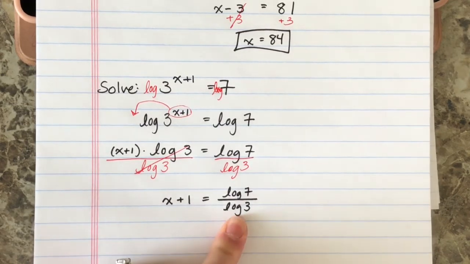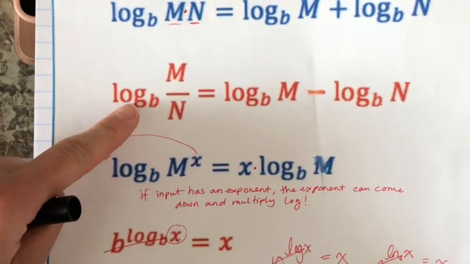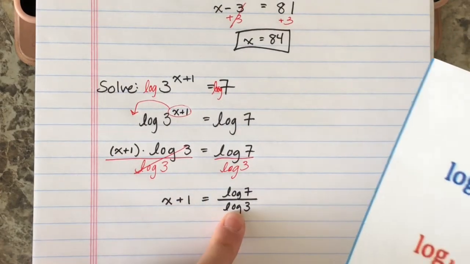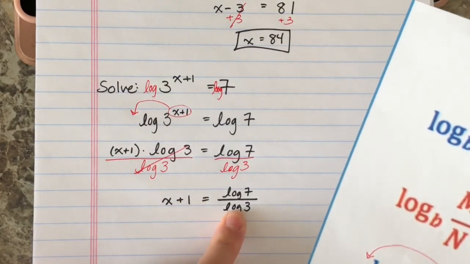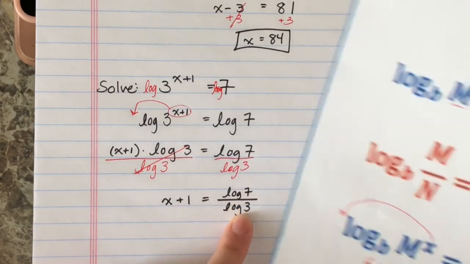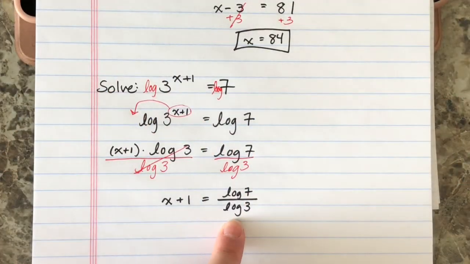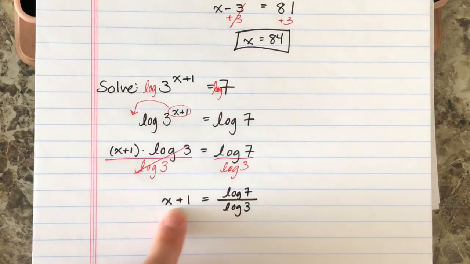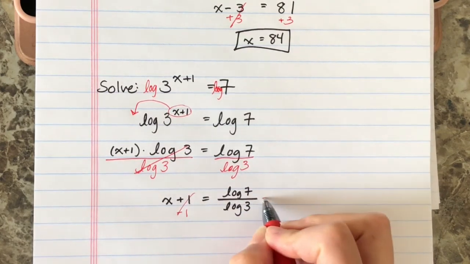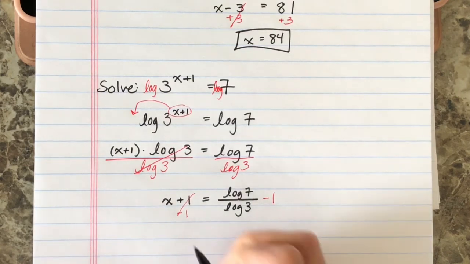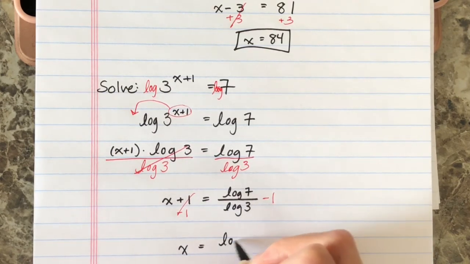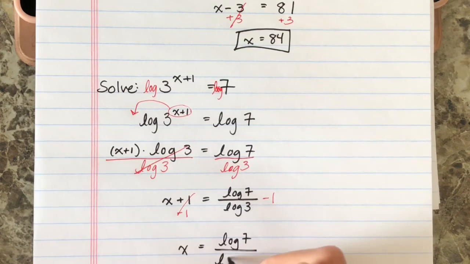Now I know you're tempted to combine that, thinking that you can use rule number 2, but you cannot. You cannot, because this is not log of 7 over 3. It's log of 7 over log of 3. And notice that doesn't match. Anyway, just don't do it, okay? Don't combine that, okay? That's all I'm saying. Now, x is almost isolated. How do I get x by itself? Minus 1. What you do to one side, you do to the other. X equals log of 7 over log of 3 minus 1.